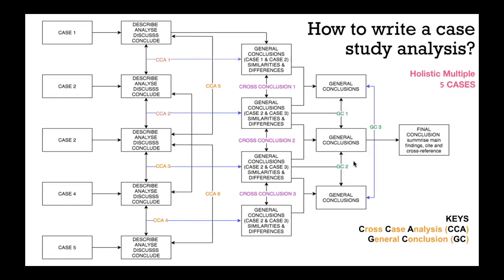So when you have 5 case studies, holistic multiple, you can see that you have 5 cases. On those 5 cases, you are going to do describe, analyze, discuss, conclude. And if you look at the cross case analysis, CCA here, in those 5 case studies you get 6 CCAs. So cross case analysis 1, 2, 3, 4, 5, and 6. And then you have general conclusions.